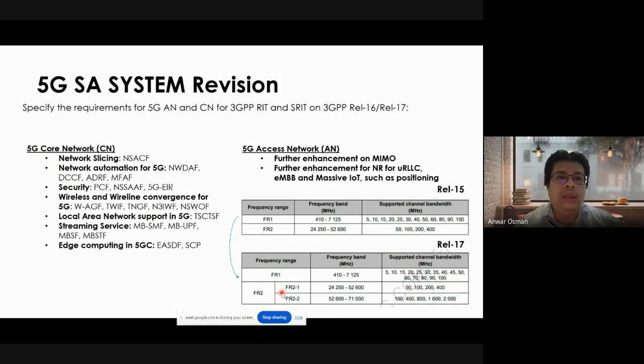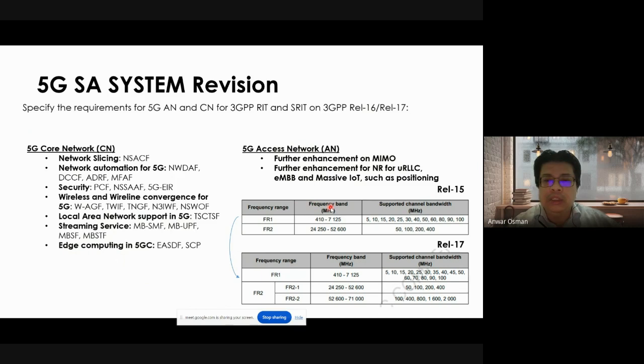In terms of core network, this is the specification based on 3GPP Release 17. Some of these are quite technical terms, but we have network slicing, again only enabled by 5G SA. And then network automation for 5G, security, wireless and wireline convergence of 5G, local area network support in 5G, streaming services, and also edge computing in the 5G core. Okay, so this is on the core side. And for the RAN side, the so-called antenna side, we have further enhancement in MIMO, and also further enhancement of the radio for ultra low latency, eMBB and massive IoT, such as positioning.